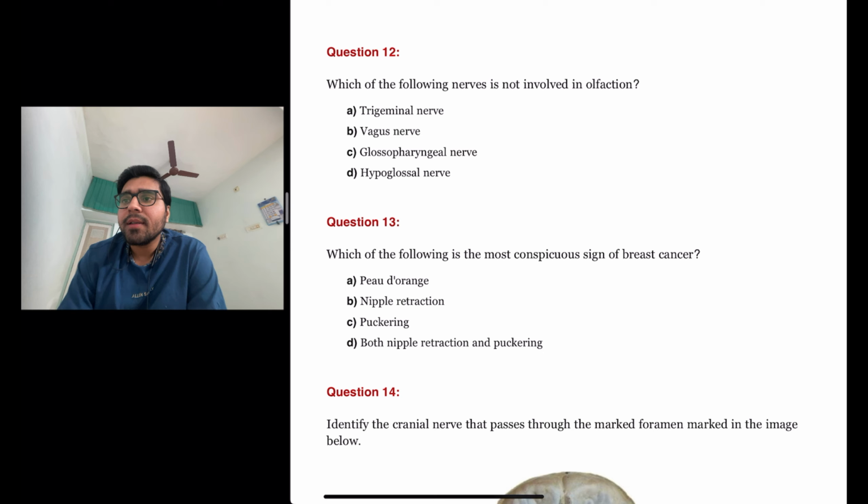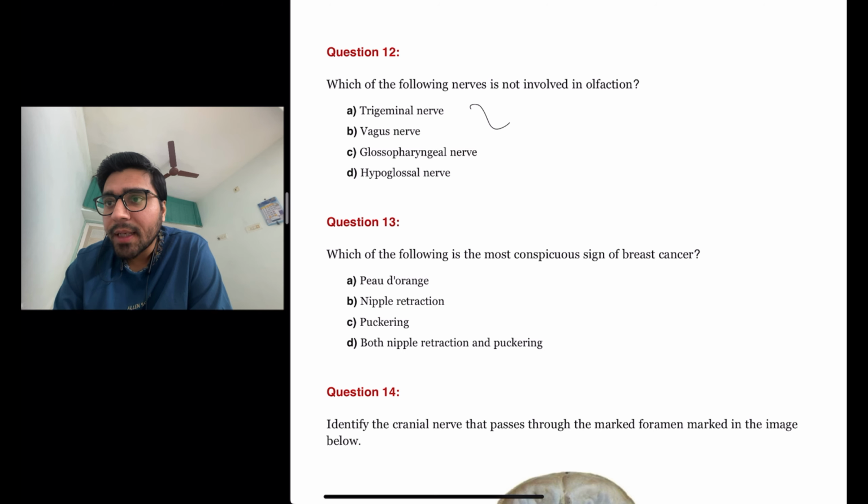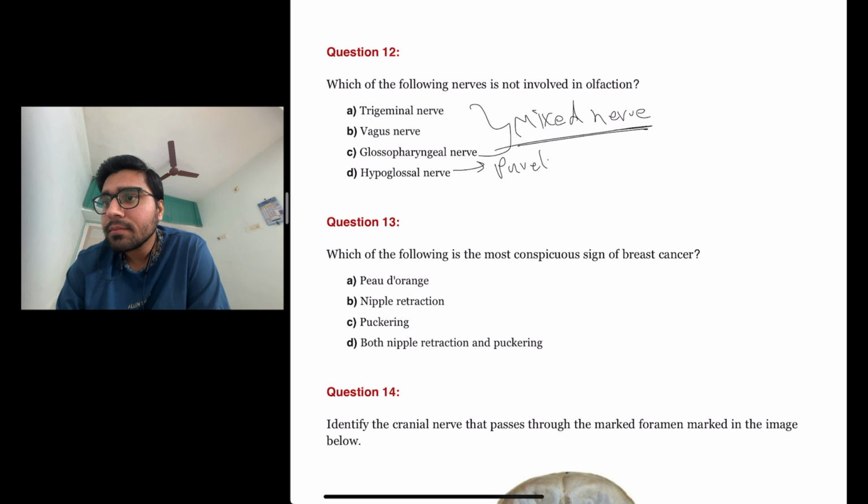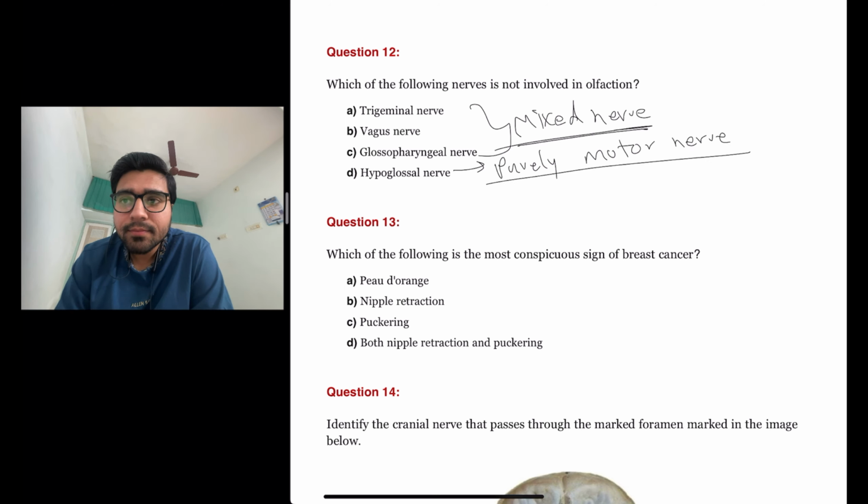Which of the following nerves is not involved in olfaction? See, trigeminal nerve, vagus nerve, and glossopharyngeal nerve, these three are mixed nerves. And the hypoglossal nerve is a purely motor nerve. It is not involved in olfaction.